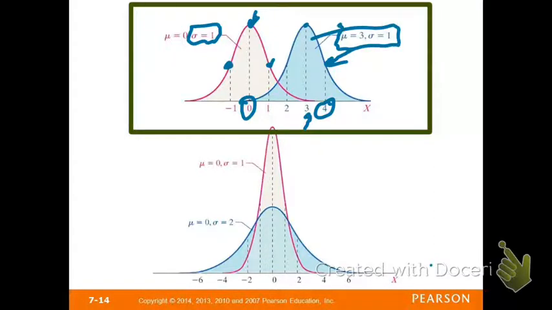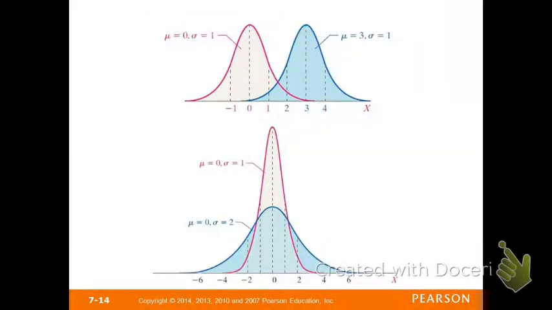Now, the two graphs down at the bottom do not have the same standard deviation. Now, if you'll notice, the standard deviation is what's going to determine the shape of the graph, the height of the graph, the peaks. The smaller your standard deviation is, the taller your graph is going to be.